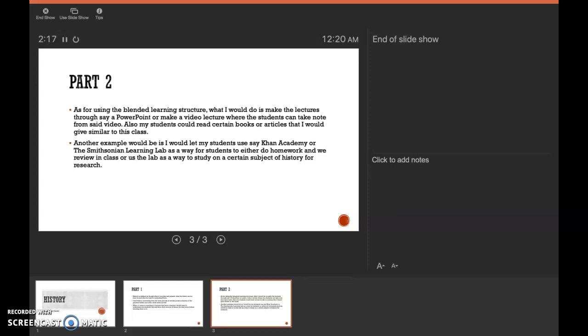As for the Smithsonian Learning Lab, that could be used so they could examine a certain exhibit of artwork or figures, certain things like that, to understand how they could work into, say, a research paper, documentation for another project, certain examples like that.